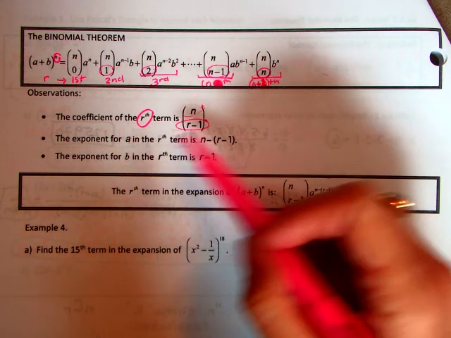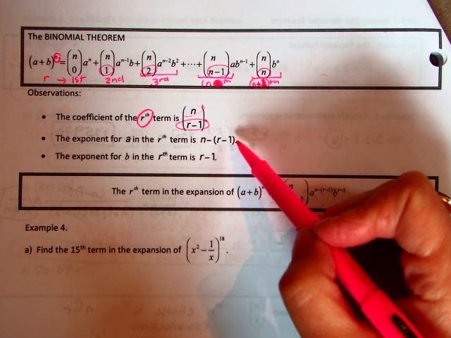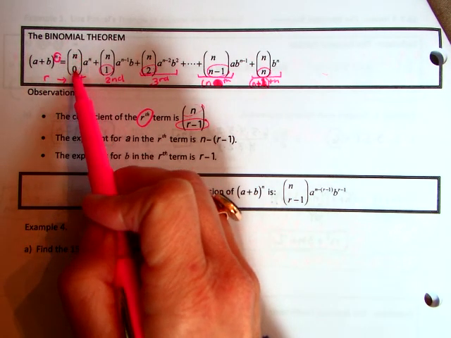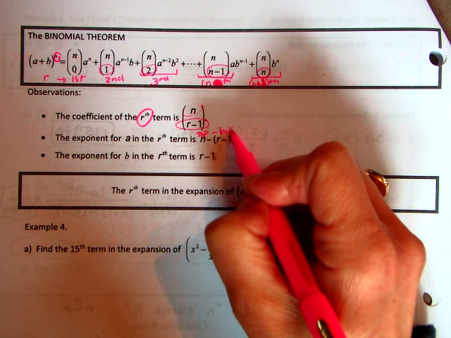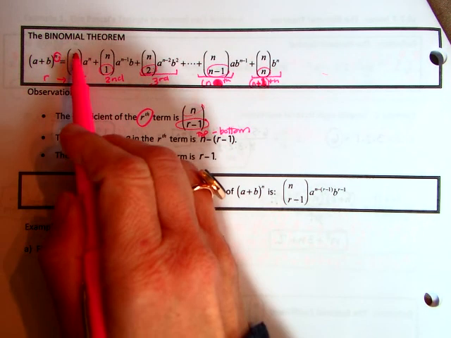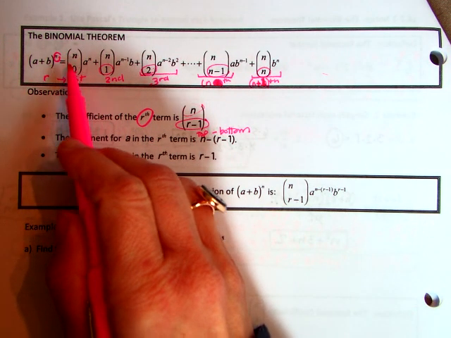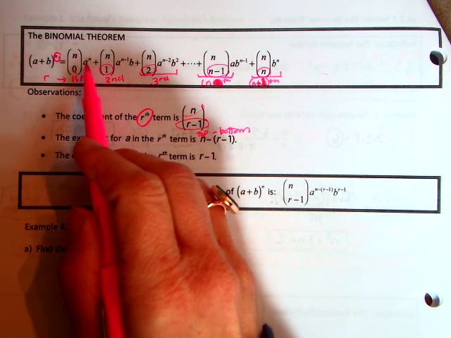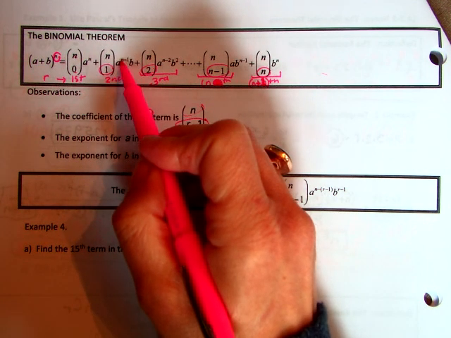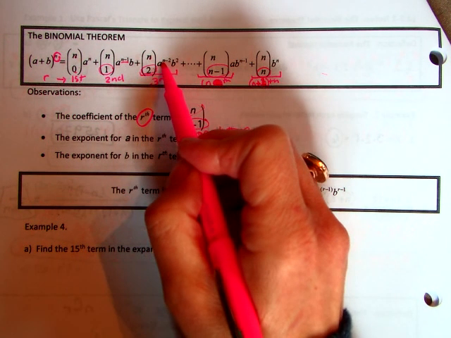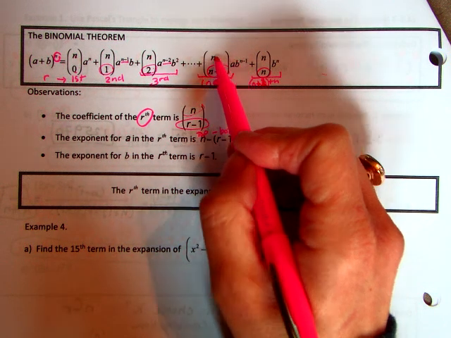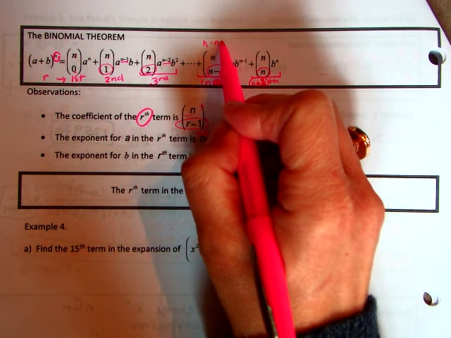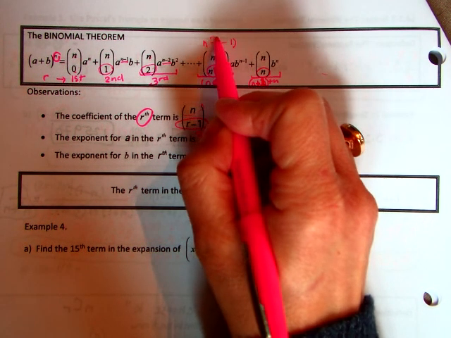So I take n minus this number, n minus 0, that gives me n. That's the exponent. n minus 1, oh, look at that, n minus 1. n minus 2, oh, there it is. n minus n is 0, so it was a to the 0. Similarly, the exponent for b is always just whatever number was on the bottom.